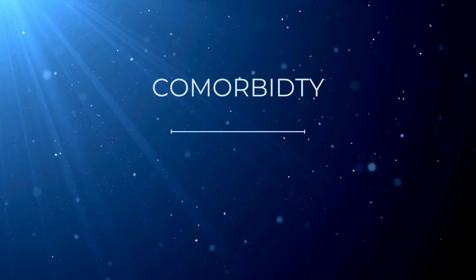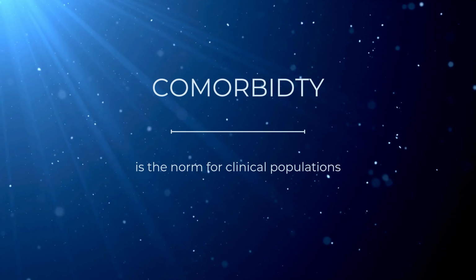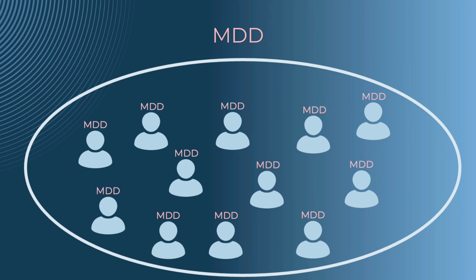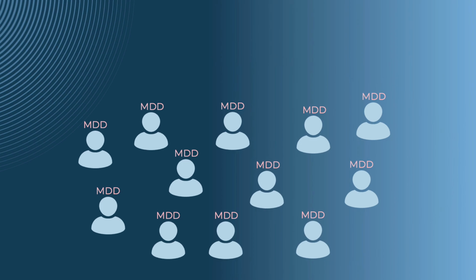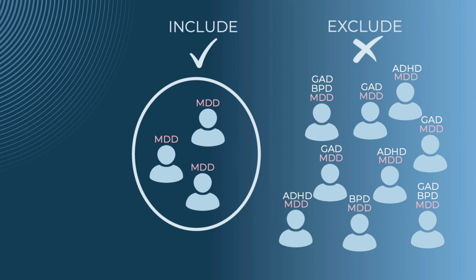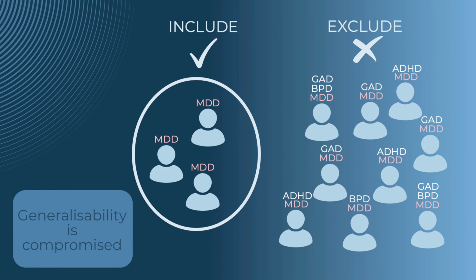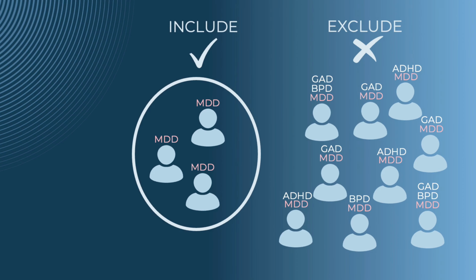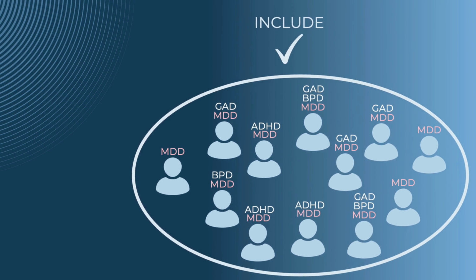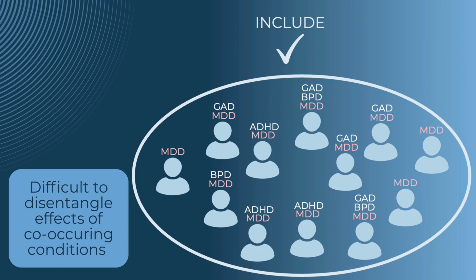Comorbidity. Comorbidity is the norm for clinical populations, meaning that people rarely fit neatly into a single diagnostic category and instead tend to meet criteria for multiple disorders. This means that when studies focus on a single diagnosis and exclude individuals with comorbid diagnoses, the generalizability of the results to real-world populations is compromised. Alternatively, when studies do include individuals with comorbid diagnoses, it can be difficult, if not impossible, to disentangle the effects of co-occurring conditions on the outcomes of interest, limiting what we can learn from the results.